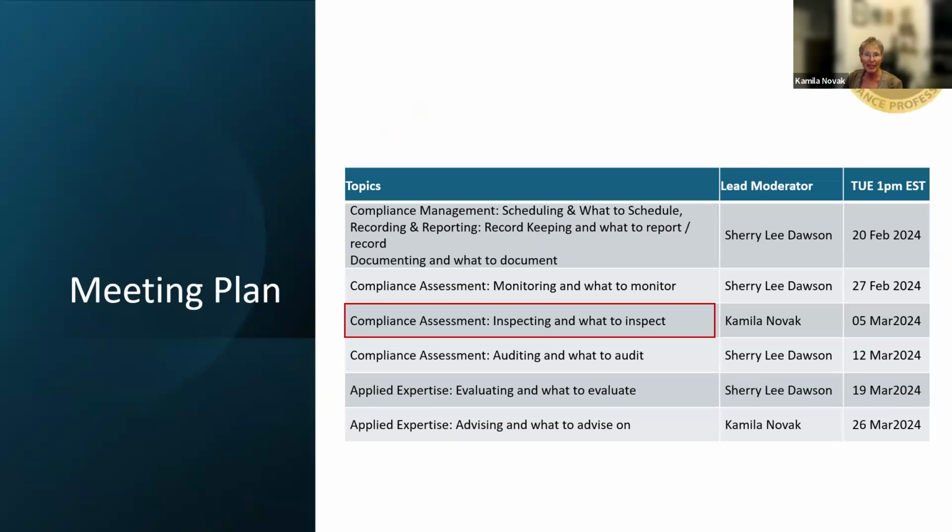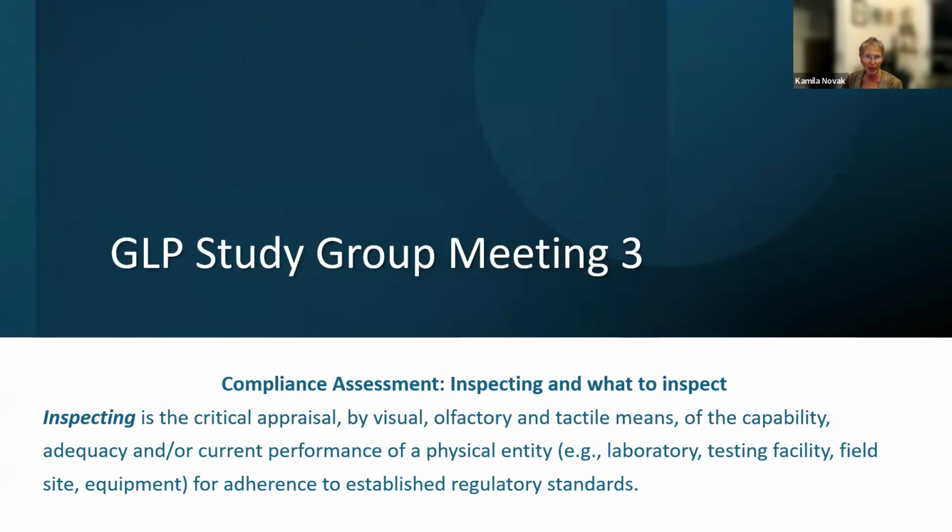So our today's topic is inspecting and what to inspect. Now, we have the definition according to the handbook right here. Inspecting is the critical appraisal by visual, olfactory, and tactile means of the capability, adequacy, and/or current performance of a physical entity, such as laboratory, testing facility, field site, equipment, for adherence to established regulatory standards. It's a bit complicated definition, and you do not need to remember it.